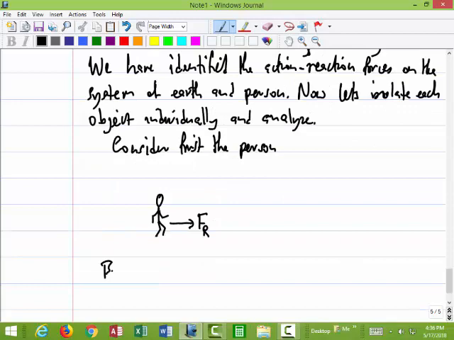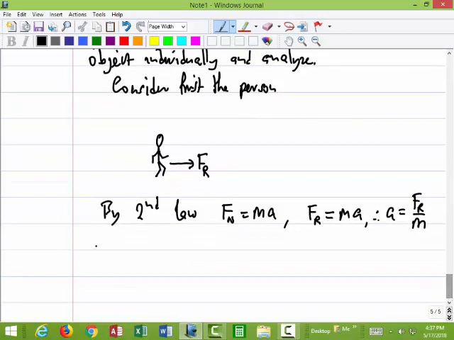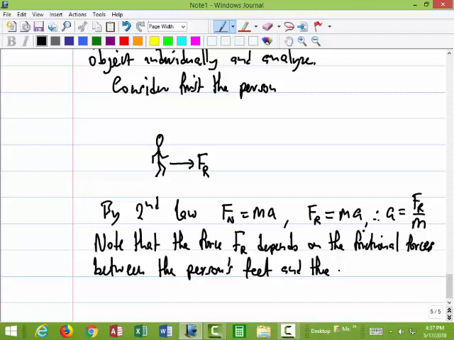So by Newton's second law, the net force on this person is just equal to the mass of the person multiplied by their acceleration. And since the net force is just the reaction force, F subscript R, we can say that's equal to m times a. Therefore, the acceleration of this person will be given by the reaction force on them divided by their mass. Note that the reaction force, F subscript R, depends on the frictional forces between the person's feet and the earth's surface.